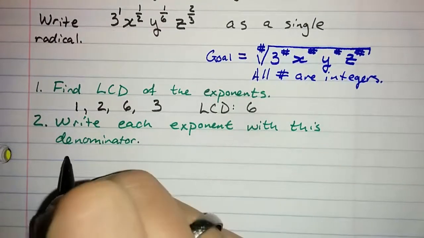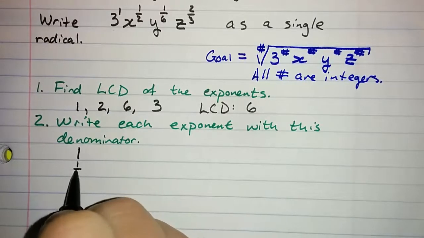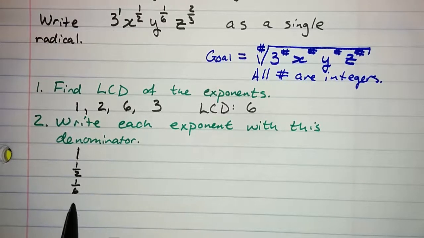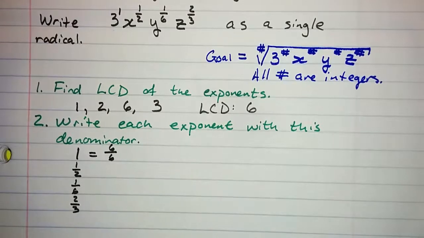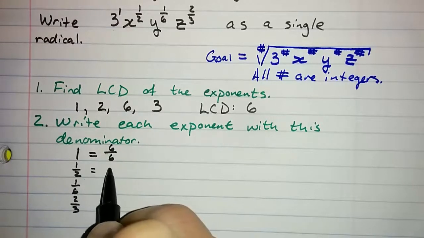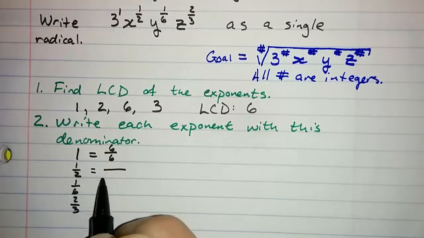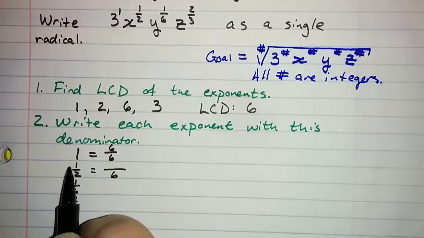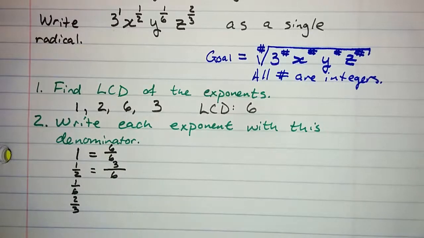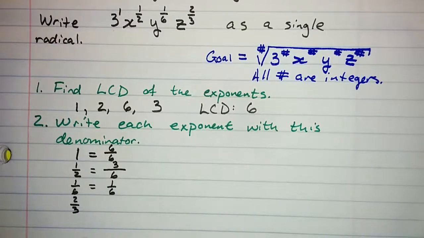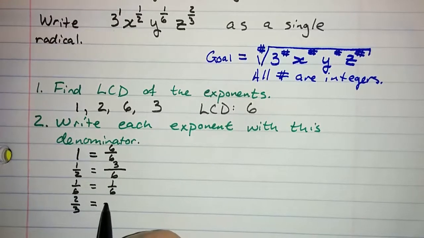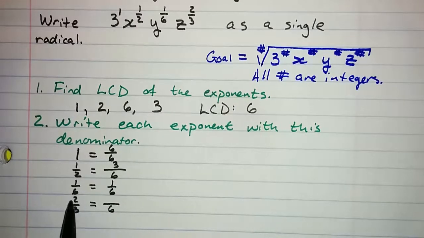Let's see. So my exponents are 1, 1/2, 1/6, and 2/3. Certainly 1 is 6 over 6. 1/2, well, I need to multiply 2 by 3 to get 6. So I need to multiply 1 by 3. 1/6 just stays 1/6. I need to multiply 3 by 2 to get 6. So I need to multiply 2 by 2.